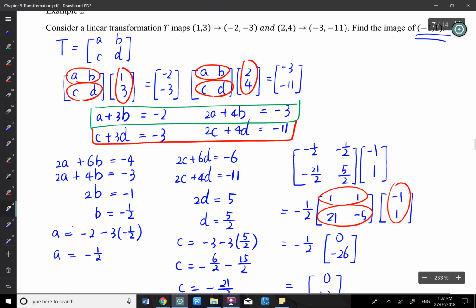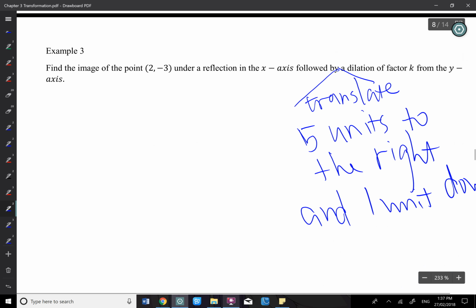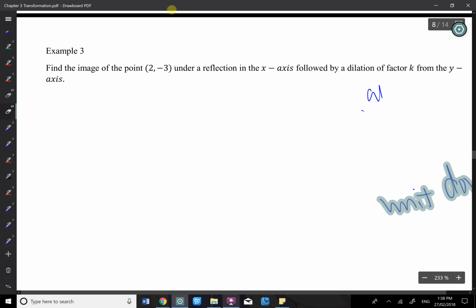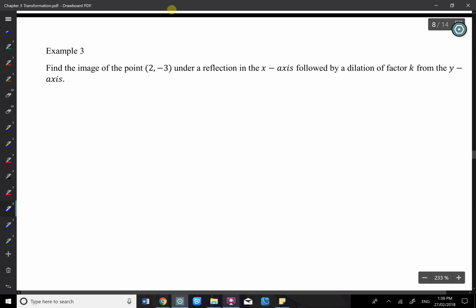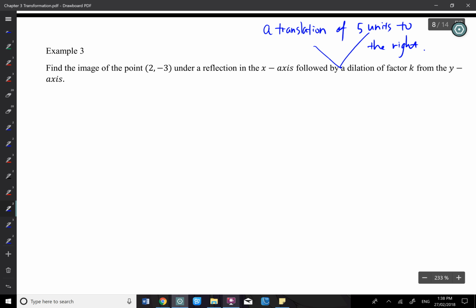Okay, let's have a look at the next example. Find the image of the point 2, -3 under the reflection in the x-axis, followed by a translation of 5 units to the right, and then a dilation by a factor of k from the y-axis.